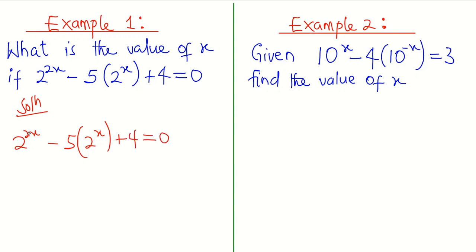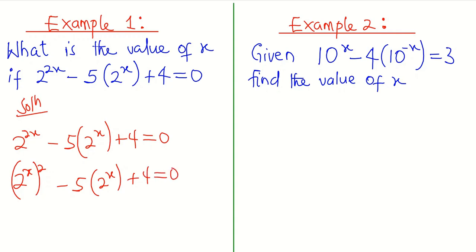With this one, we want to look for a common base and a common exponent, and then we equate this common base and common exponent to a preferred variable. We can see 2 exponent x and 2 exponent 2x, which means we can express 2 exponent 2x as 2 exponent x all exponent 2. When we multiply the exponents, we get back 2x, that is 2 exponent 2x. We have minus 5 and 2 exponent x plus 4, which is equal to 0.